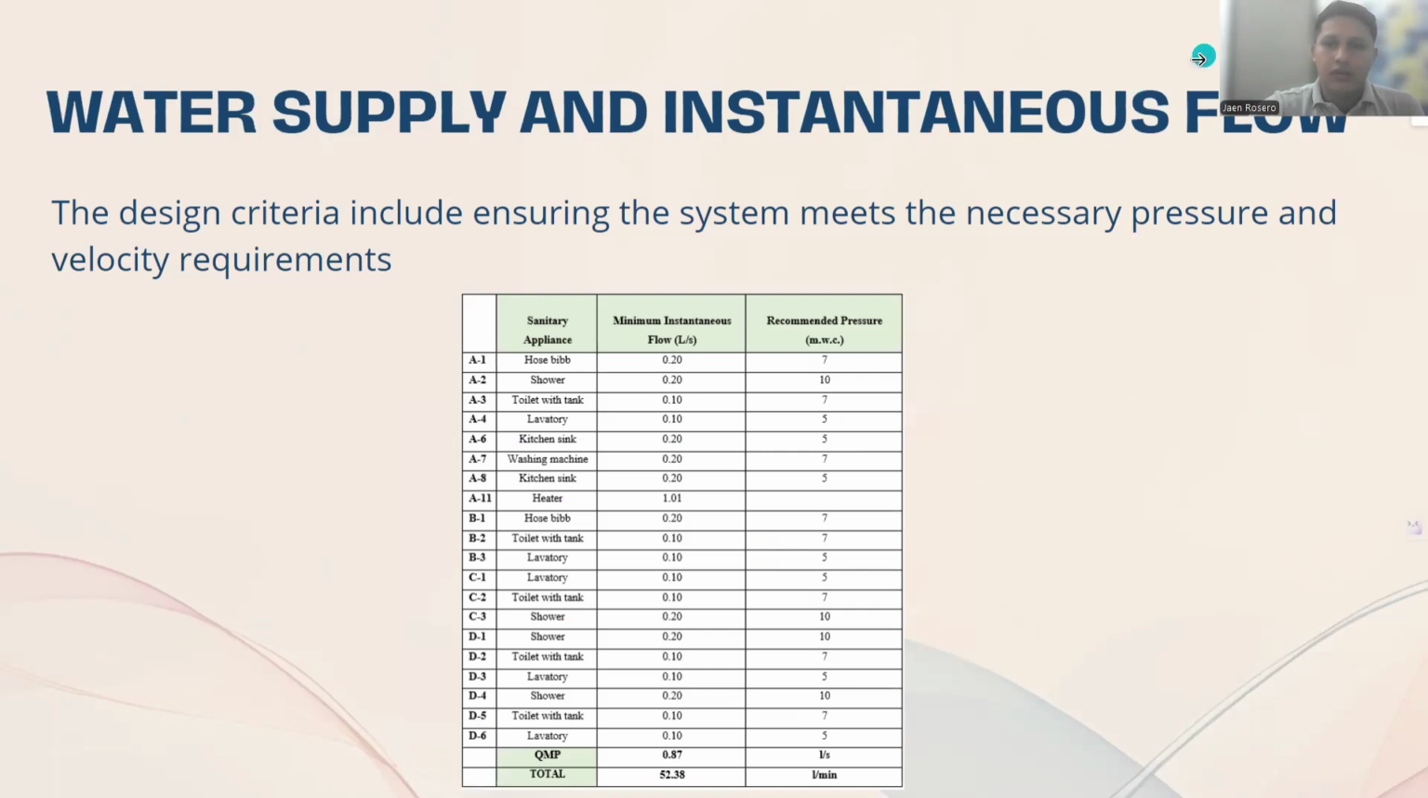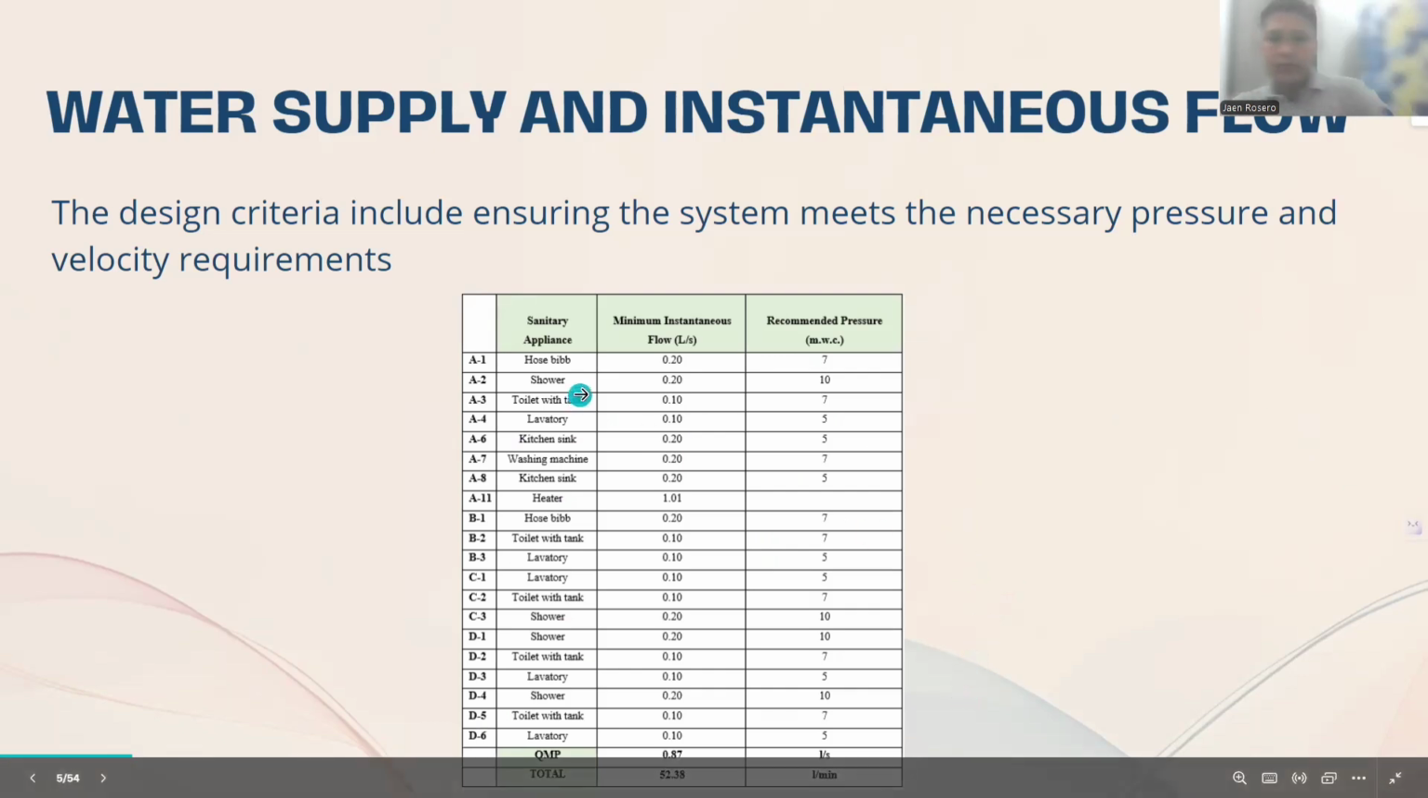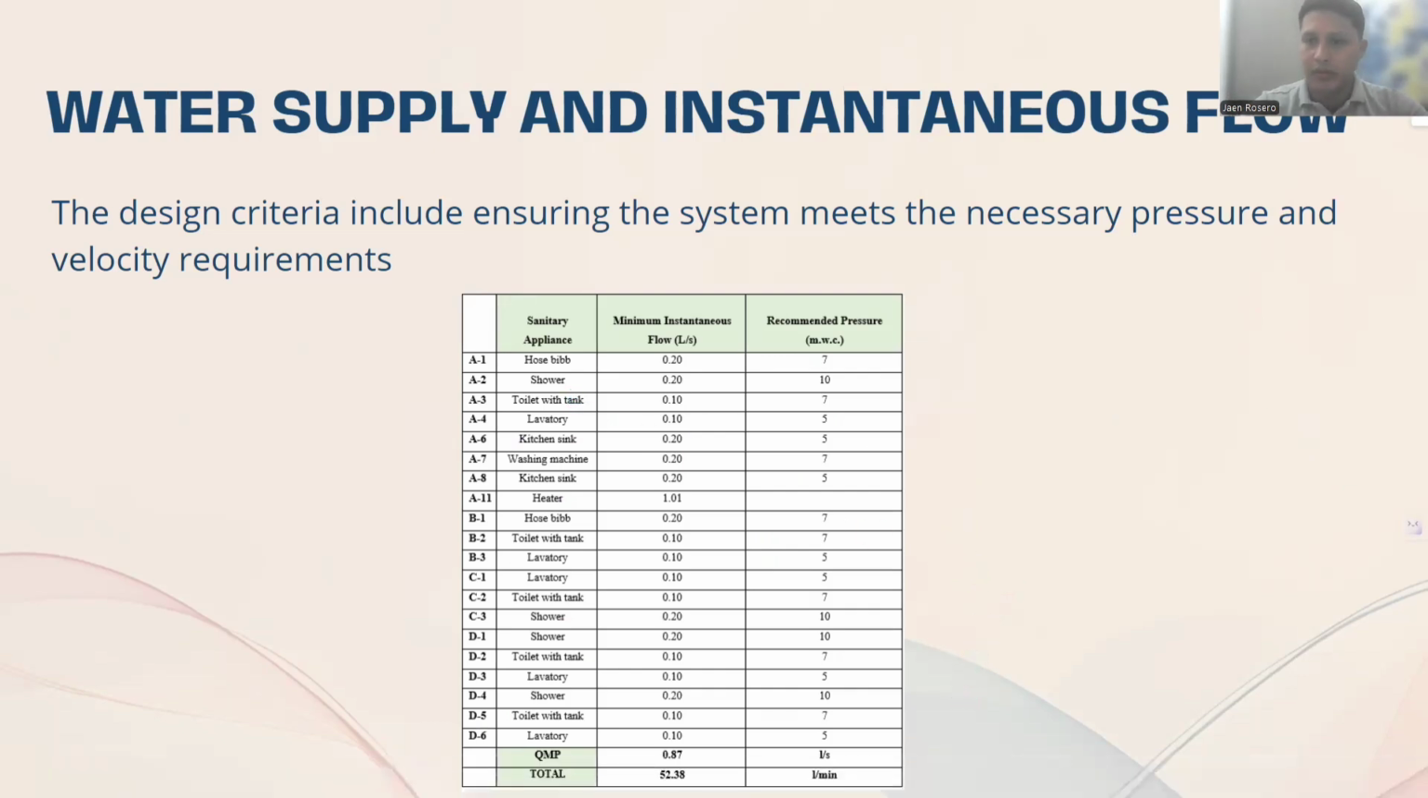The next slide is the water supply and the standard flows. This slide presents the design criteria, ensuring the system meets the necessary pressures and velocity required. In the picture, the different sanitary appliances are described with their minimum flows and recommended pressure. For example, the faucet has a minimum flow of 0.12, and the recommended pressure is 7.